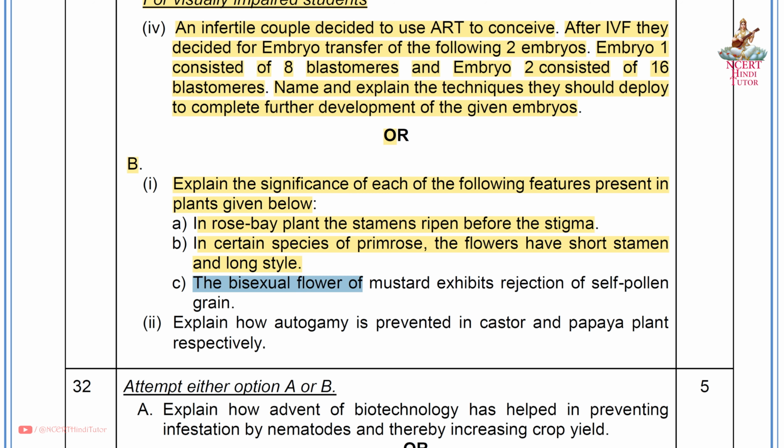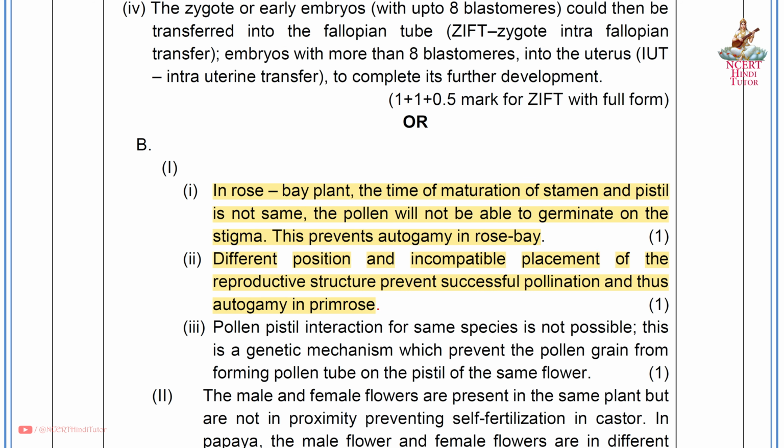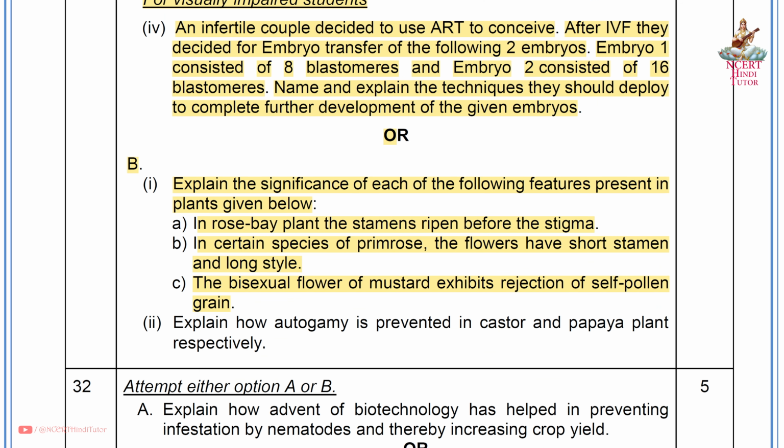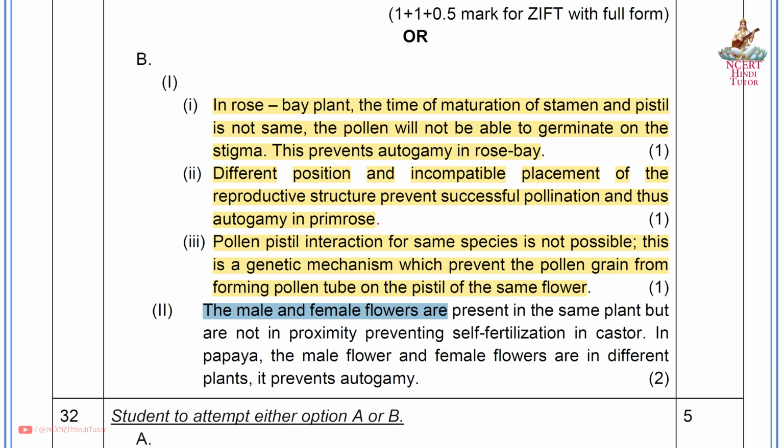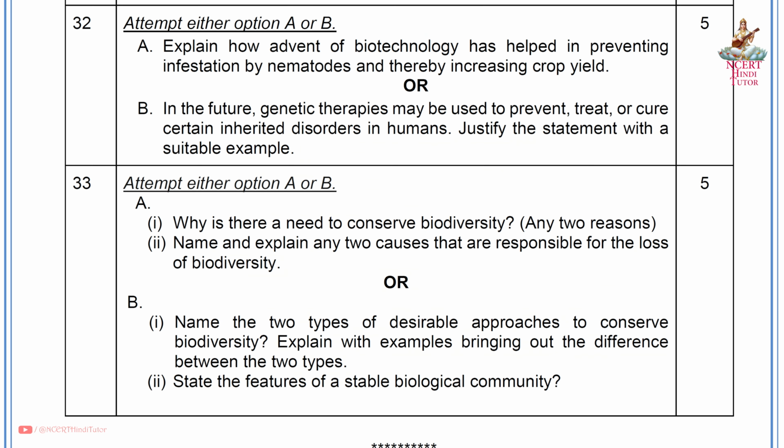C. The bisexual flower of mustard exhibits rejection of self-pollen grain. Answer: pollen-pistil interaction for the same species is not possible. This is a genetic mechanism which prevents the pollen grain from forming a pollen tube on the pistil of the same flower. Second, explain how autogamy is prevented in castor and papaya plant respectively. Answer: the male and female flowers are present in the same plant but are not in proximity, preventing self-fertilization in castor. In papaya, the male flower and female flowers are in different plants. It prevents autogamy.